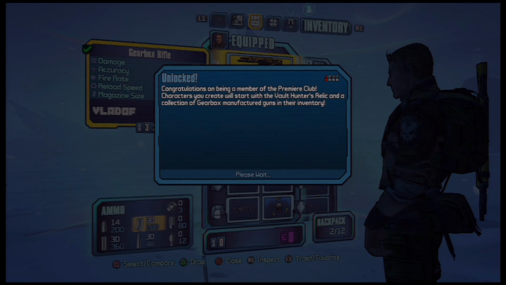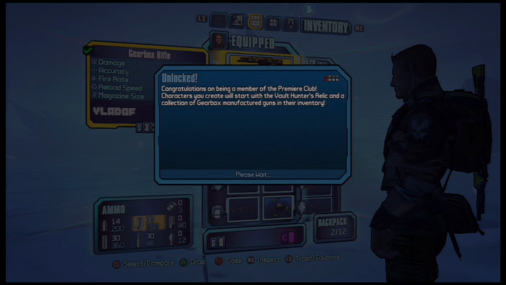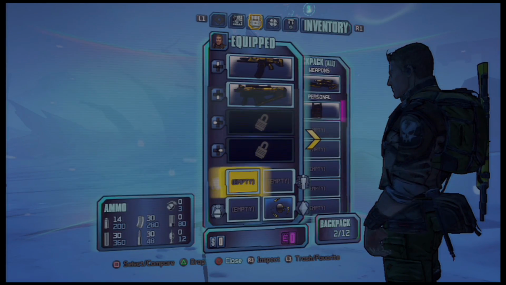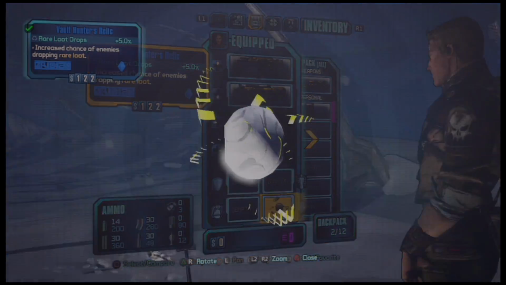So yeah, this thing's on the Vault Hunter's relic. You can only get it by starting a new game with a new character, and you have to have pre-ordered the game, is what it says. So I'm just going to read the wiki. Oh, by the way, this thing is a 5. It is so stupid. You'll see.